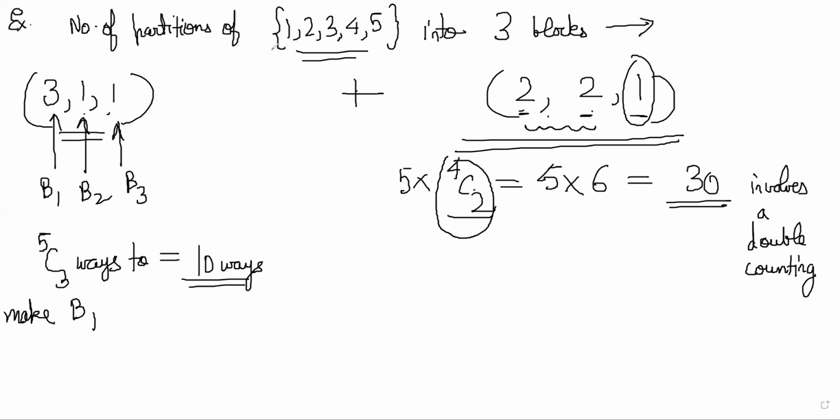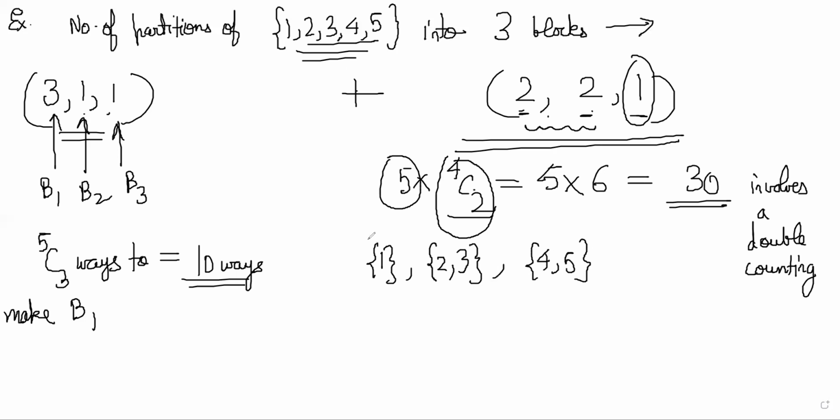So for example, let's say 1, 2, 3, 4, 5, you are splitting into sets. Let's say 1 is the number selected to form the singleton set. And now you have 2, 3, 4, 5, right? Out of which you select two elements to form the next set. So you select 2, 3, right? So automatically 4, 5 has been selected. So this is one of the 30 ways that we are getting here. This is one way to get a partition.